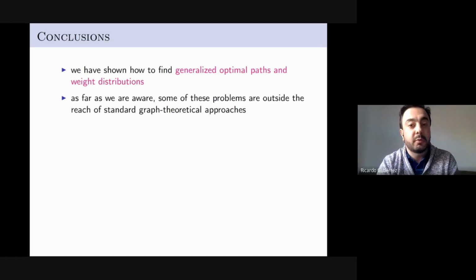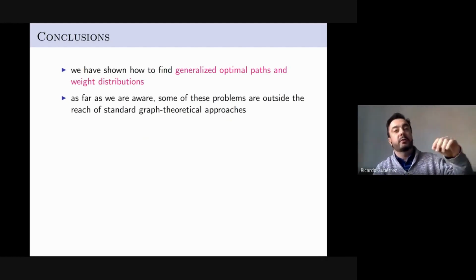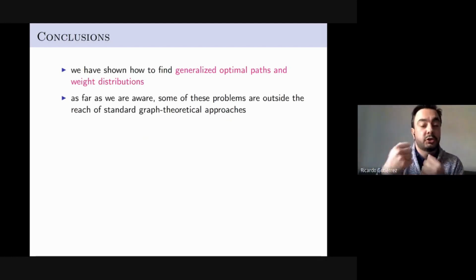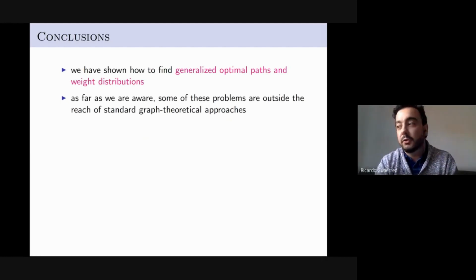As far as we are aware, some of these problems are outside the reach of standard graph theoretical approaches. For example, the idea that you can fix the value of one observable, when we said the activity is 1/3, and you're moving the tilting parameter of the other observable to guarantee that the path is as short as possible, going through one node 1/3 of the times, is, as far as we know, not easy to achieve with the standard algorithms that people use when they study shortest paths.